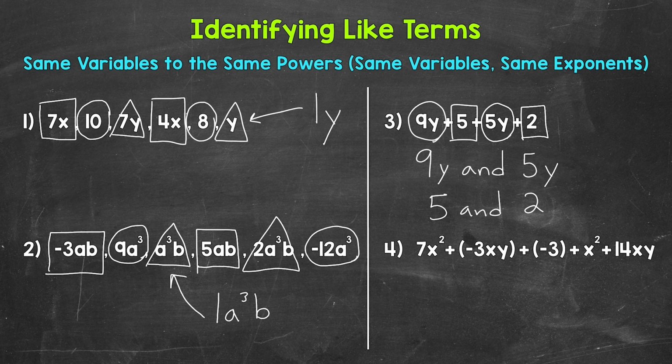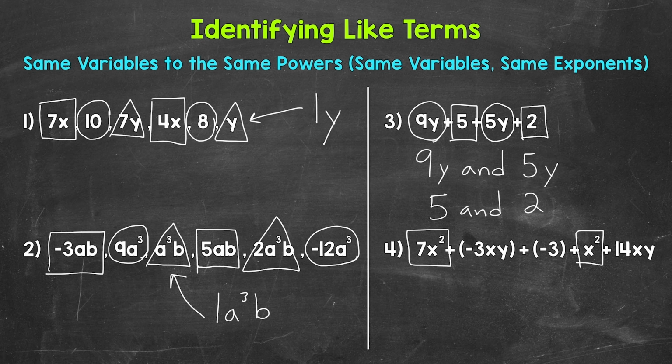Lastly, let's move on to number 4, where we have 7x squared plus negative 3xy plus negative 3 plus x squared plus 14xy. So do we have any like terms within this algebraic expression? Yes. Let's start with 7x squared. So we have a variable of x to the power of 2.